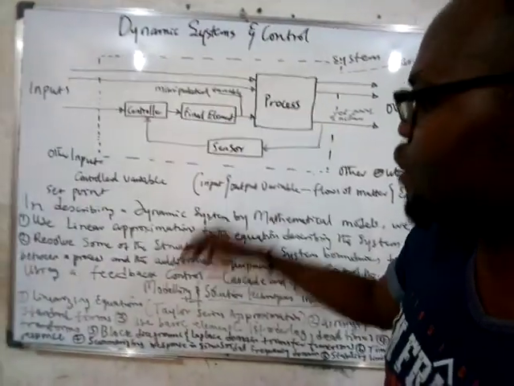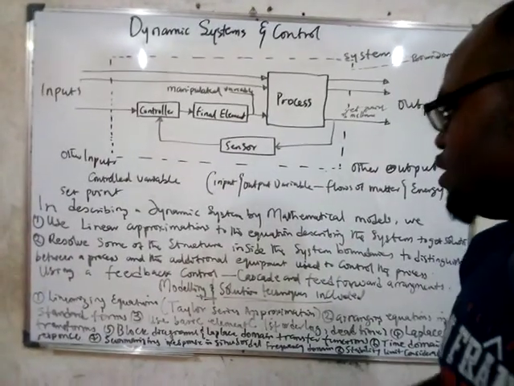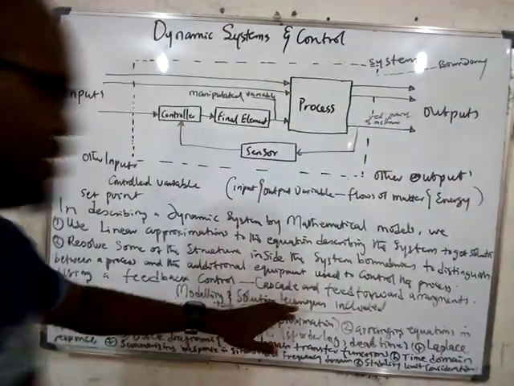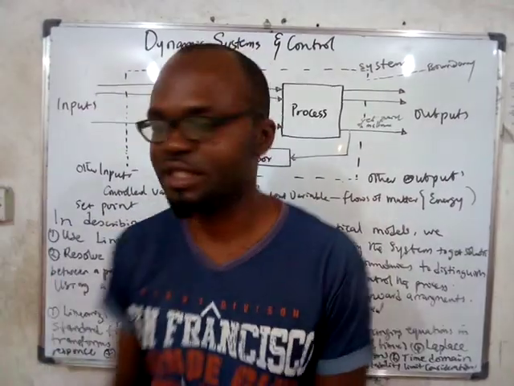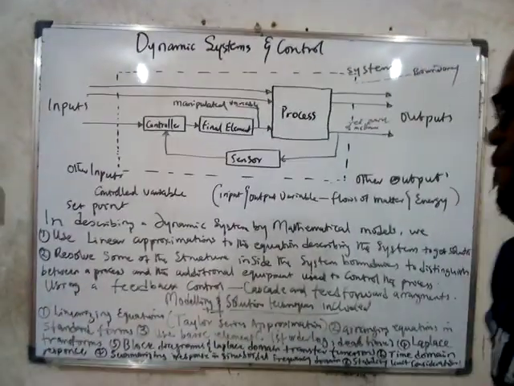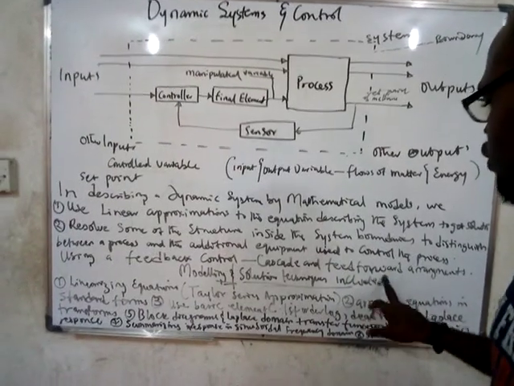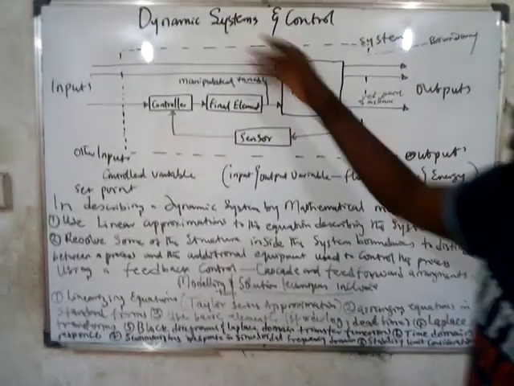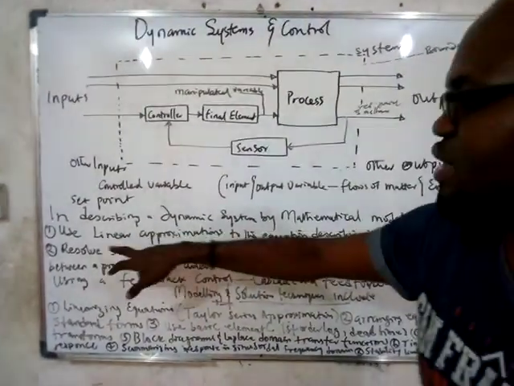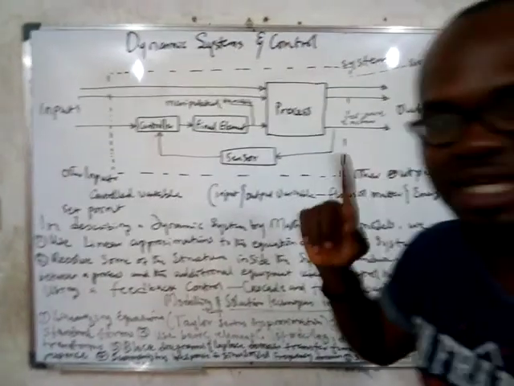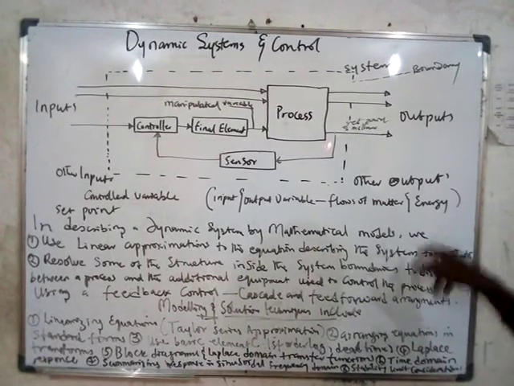So to do this, we use what we call a feedback control. You always use what we call a feedback control that can be further divided into cascading type and the feed-forward arrangement, which we are going to explain in details in subsequent classes. Now, modeling and solution technique includes, if you want to model a dynamic system and find solutions to them, for you to start any control, you need to do what? Use a linear approximation to model this equation in order to find the solution.